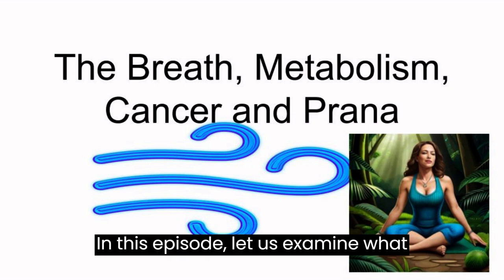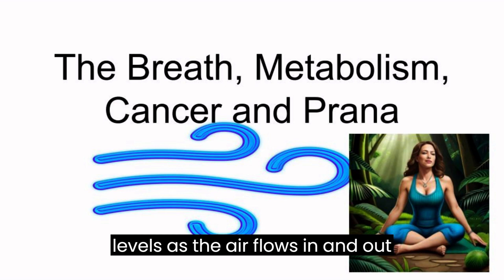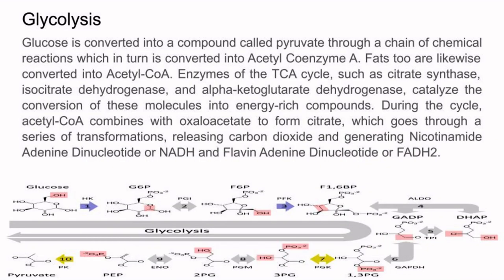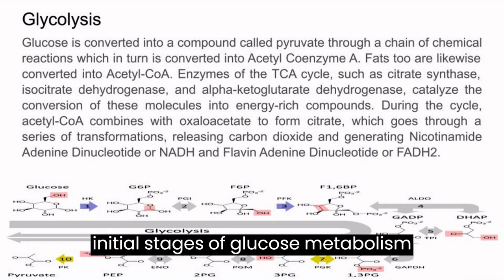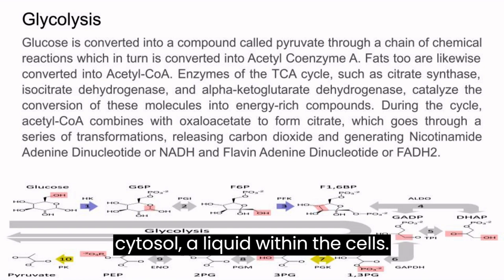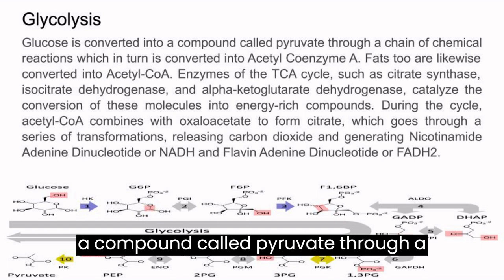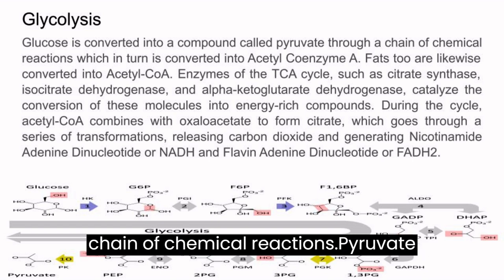In this episode, let us examine what happens at the cellular and molecular levels as the air flows in and out through the lungs. Let's begin with the initial stages of glucose metabolism, called glycolysis, which occurs in the cytosol, a liquid within the cells. This is where glucose is converted into a compound called pyruvate through a chain of chemical reactions.